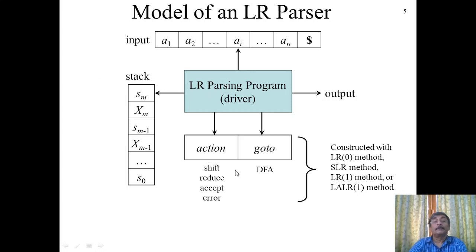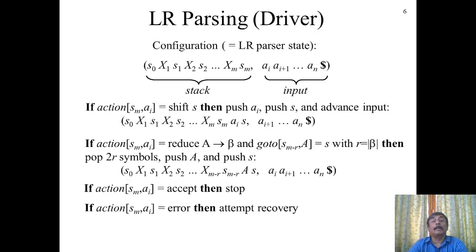And this particular table may be constructed by the LR0 method, which we have seen, may be constructed by the SLR method, which we have seen, or may be constructed by the LR1 method, which we'll be seeing a bit later, maybe the next class. Therefore, the configuration of the state of the parser is the content of the stack from the bottom and the remaining input from left to right. Right now, what we look at is the current state and the current input symbol and take a decision.